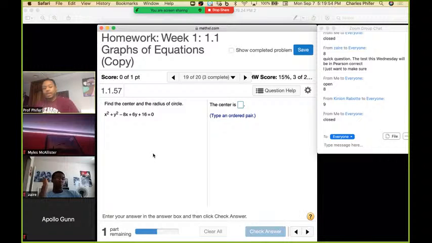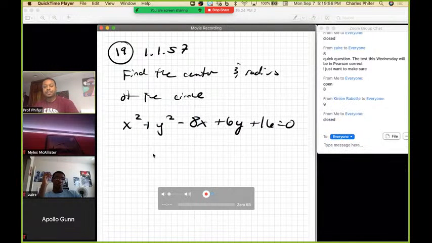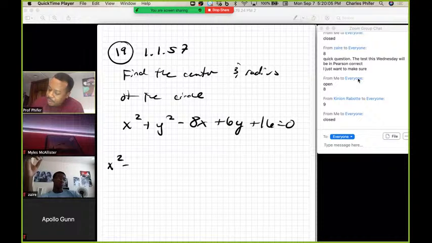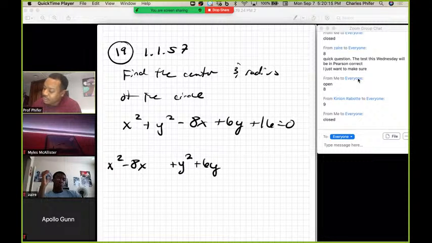Let's hop over to the tablet. This is what we're going to work. First we're going to group our x terms together and our y terms together. So we're going to have x squared minus 8x. I'm going to leave a little bit of space. Then I have my y terms, y squared plus 6y. I'm going to move that 16 to the right of the equal sign, so it's going to be a negative 16 over here. I'll do my x's in blue and the y terms in orange.